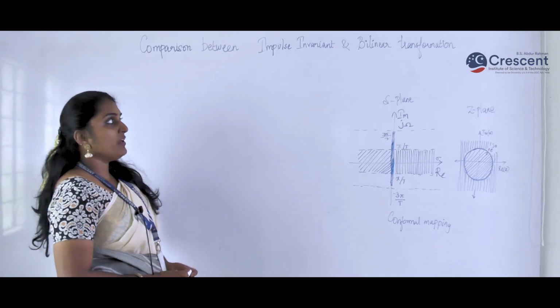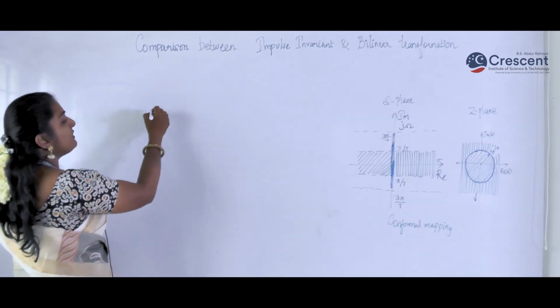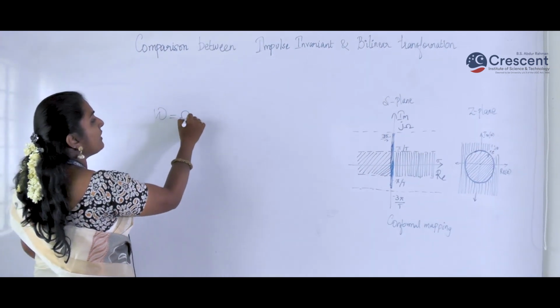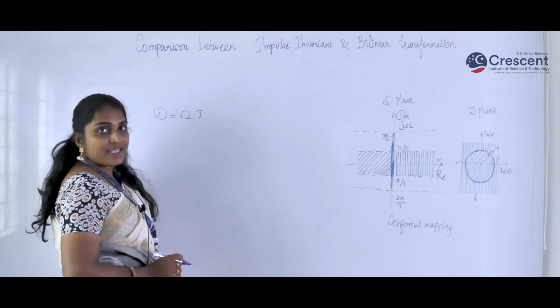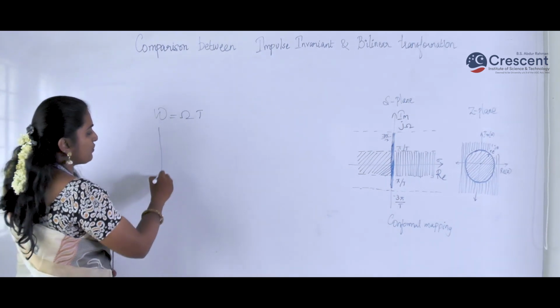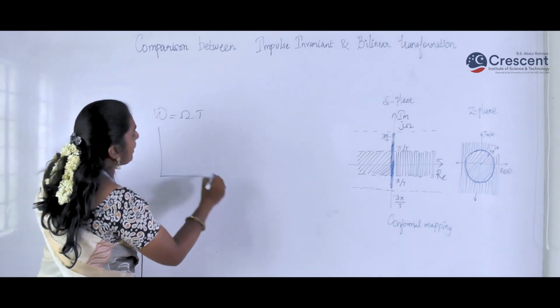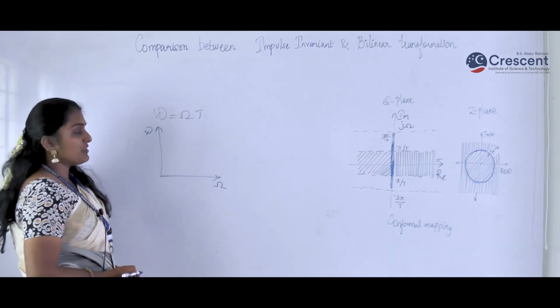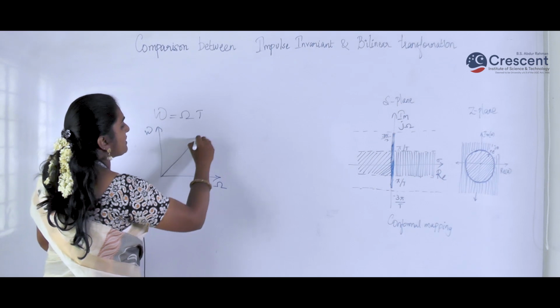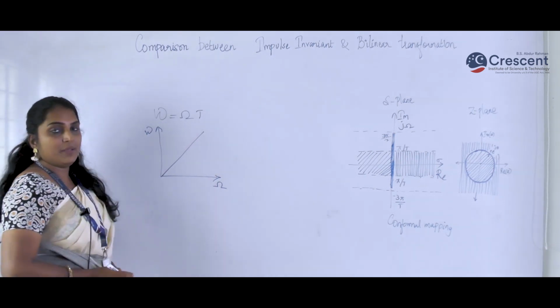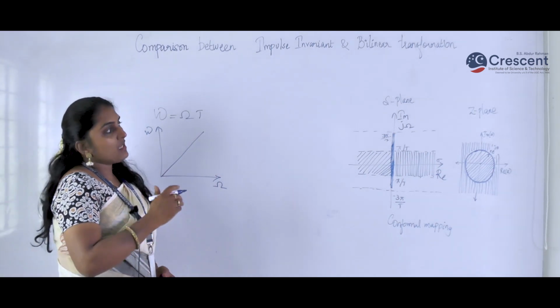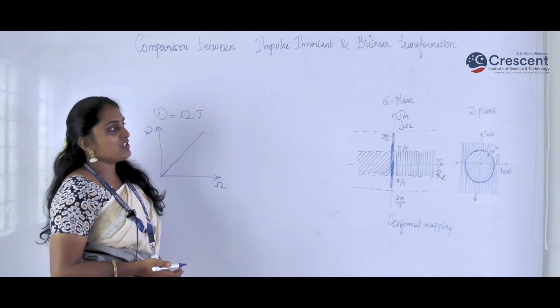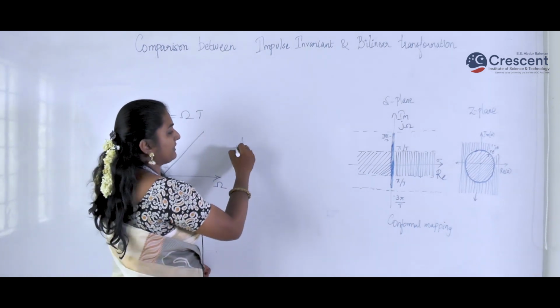In impulse invariant transformation, the relation between the frequencies is omega is equivalent to omega t. So this leads to the linear response. When we plot omega versus omega, considering the sampling time period as 1 second, it leads to the linear response. This is the advantage of the impulse invariant transformation. Now the other side is its disadvantage, that it has the aliasing effect.